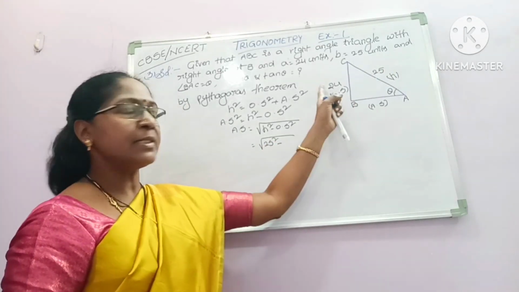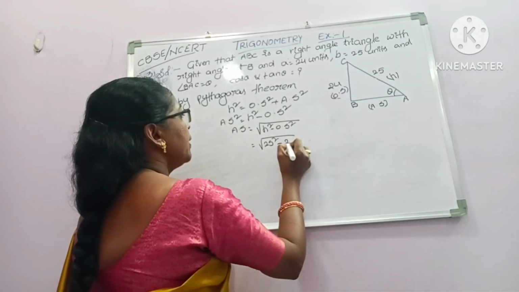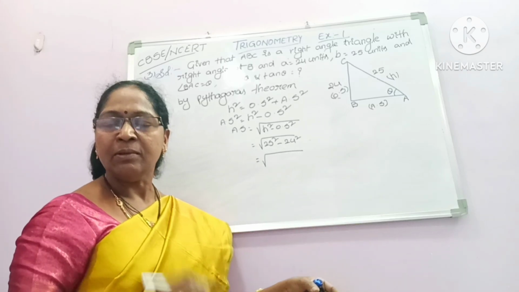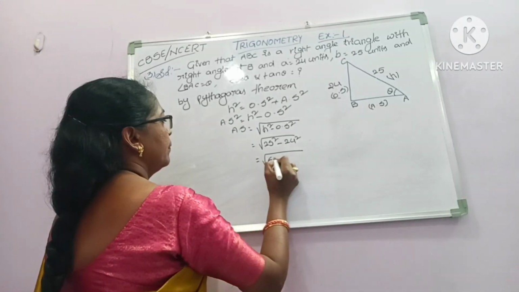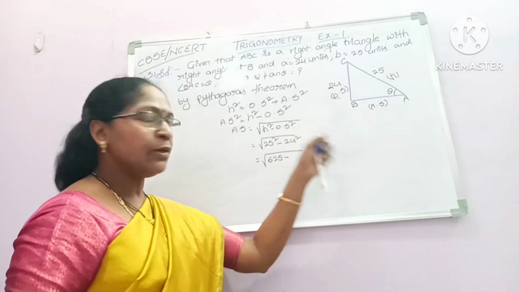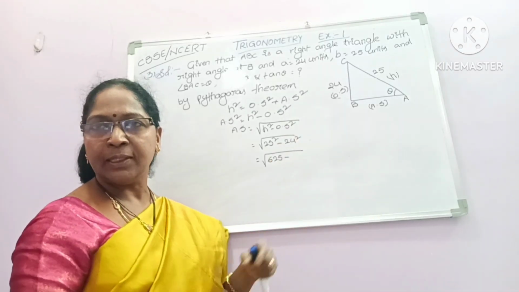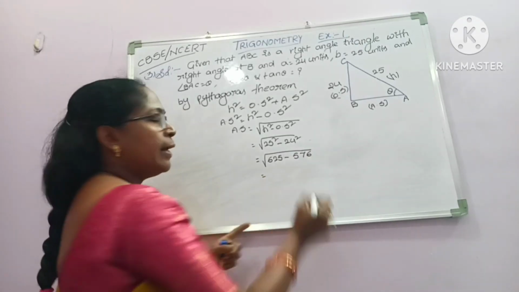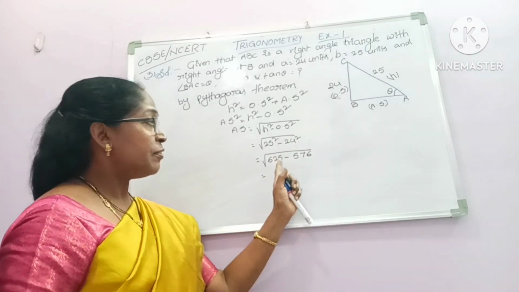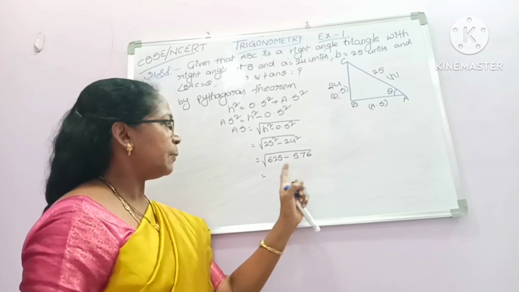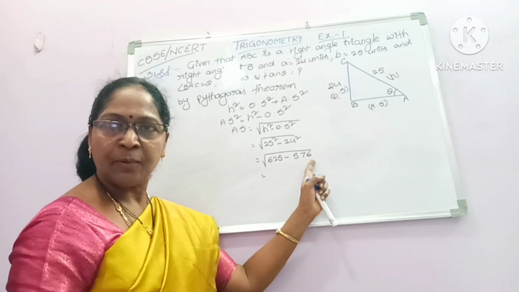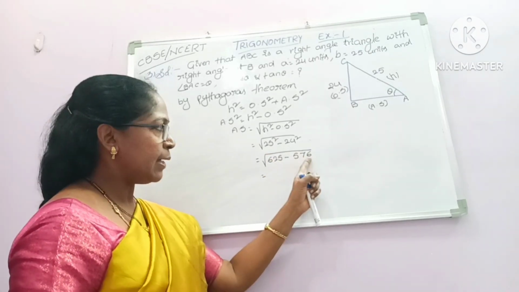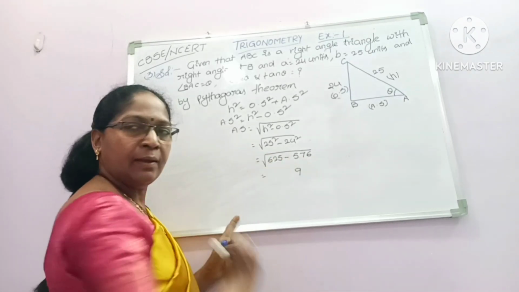minus opposite side equal to 24, so 24 square. That equal to square root of 25 square equal to 625, minus 24 square equal to 576. Directly I have to subtract. From unit digit to unit digit you can subtract. Here 5 minus 6 is not possible. Borrow 1 from here, so 15. 15 minus 6 equal to 9.